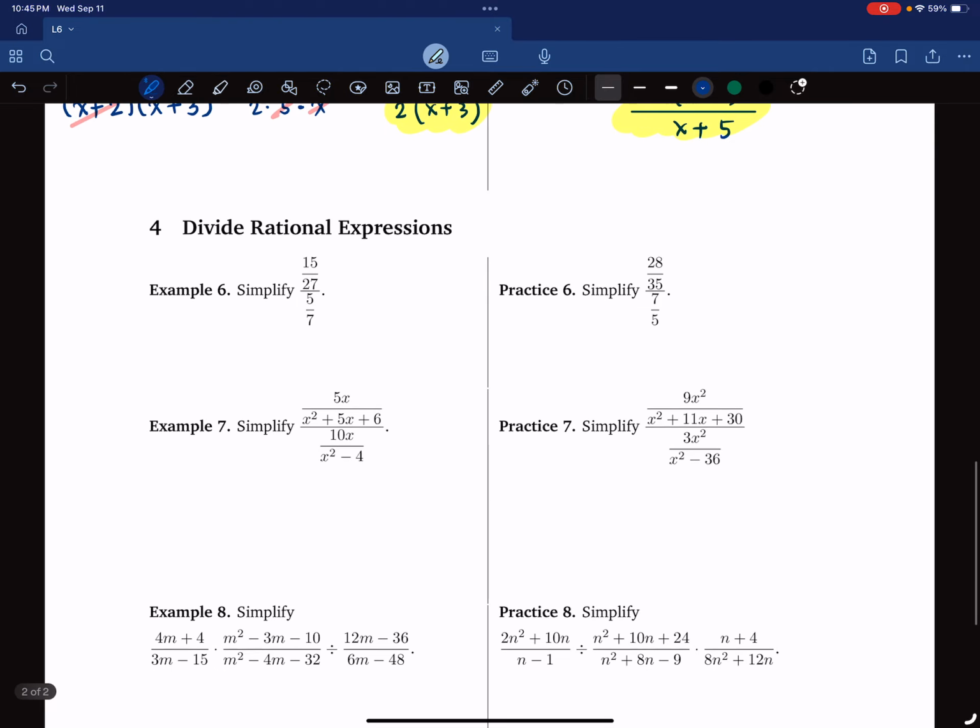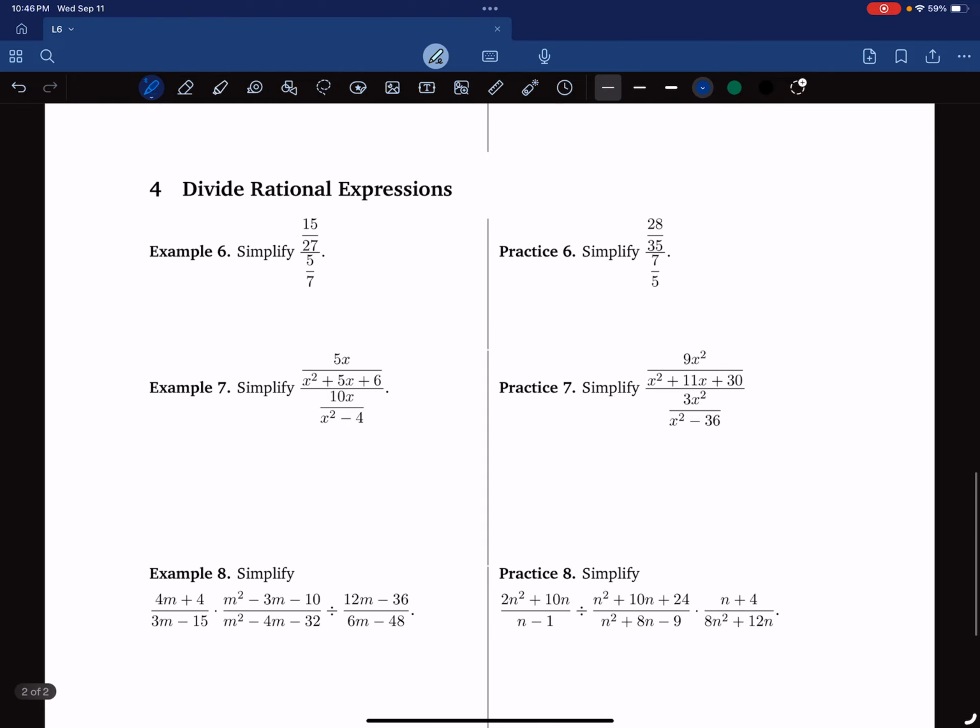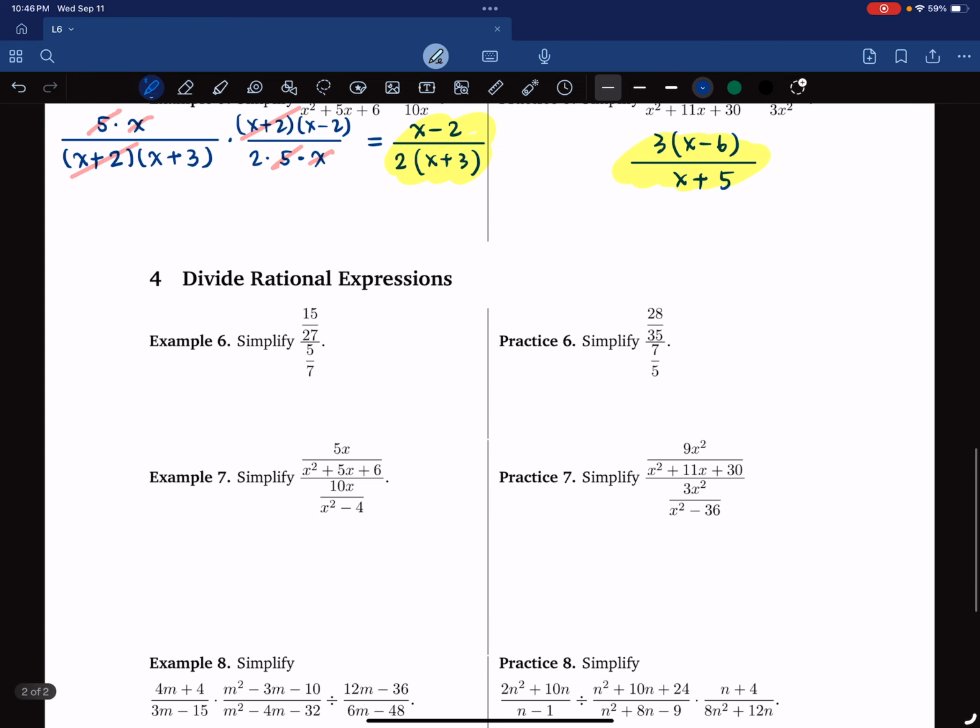Okay, the last section of today is division of rational expressions, or division of fractions, right? So division of fractions, if you remember, we use 3 words: keep, invert, and then flip. Let's use example 6 to demonstrate. It will be a quick review of those three words.